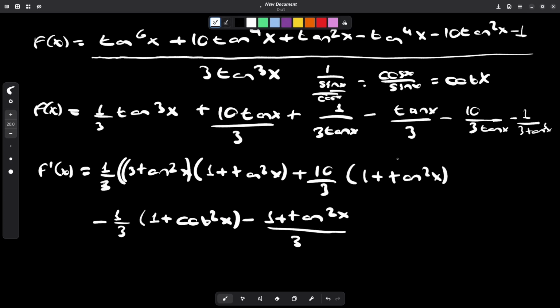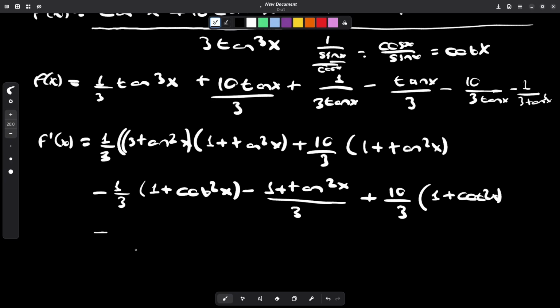I feel like we made a mistake, but I hope we did not. Minus, it will be a minus again because this will be cotangent x. 10 over 3 multiplied with 1 plus cotangent squared x. And last term is minus 1 over 3. Again, tan x, which will be cotangent x, which will make this a plus. 1 plus cotangent squared x.